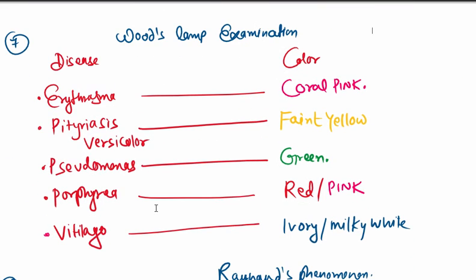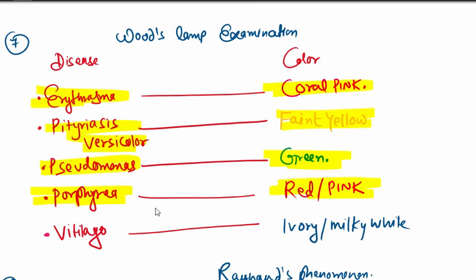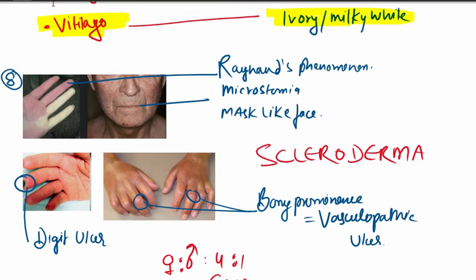Next one, Wood's lamp examination and the correlated conditions. In case of erythrasma, coral pink fluorescence will be seen. Pityriasis versicolor, faint yellow. Pseudomonas, green. Porphyria, red or pink. Vitiligo, ivory or milk white. Okay, next one.